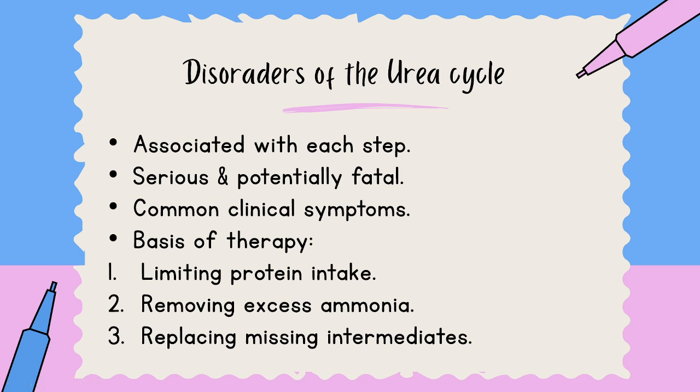We have certain disorders that are related to the urea cycle, and they are associated with each step, unfortunately. They are serious and potentially fatal, and they present with common clinical symptoms because all of them will more or less lead to abnormalities related to accumulation of ammonia, and we said ammonia is toxic to the body. The basis of therapy are almost the same, including limiting protein intake because protein here is a source of nitrogen, to remove excess ammonia and to replace missing intermediates and enzymes.